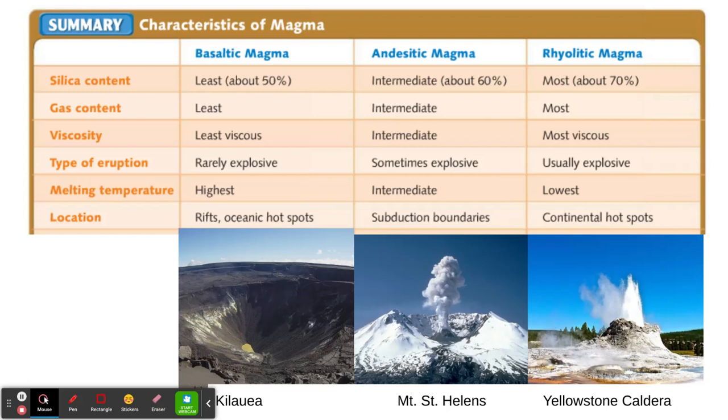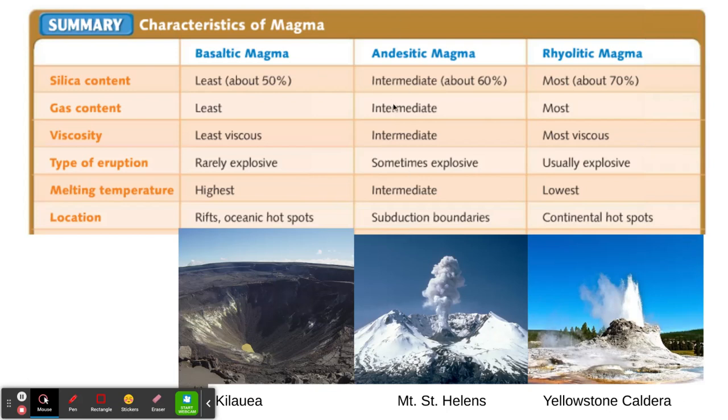You find rhyolitic magma in the middle of continents. So if you've got a hot spot underneath a continent, you're way more likely to have very dangerous eruptions that are very, very explosive. And we'll talk about what's going on in Yellowstone in our assignment later on.